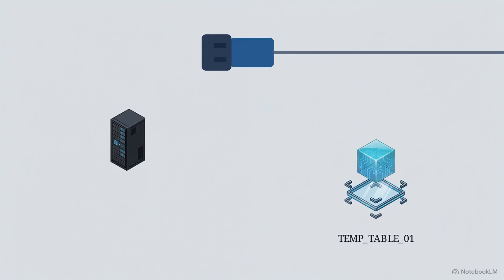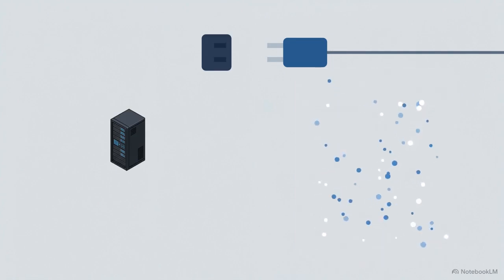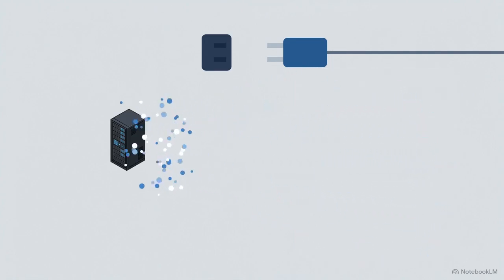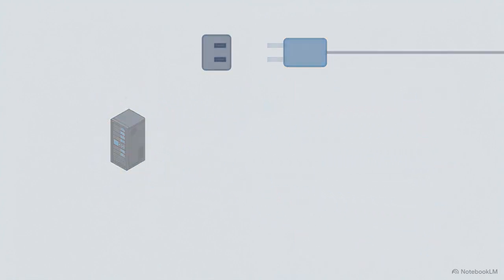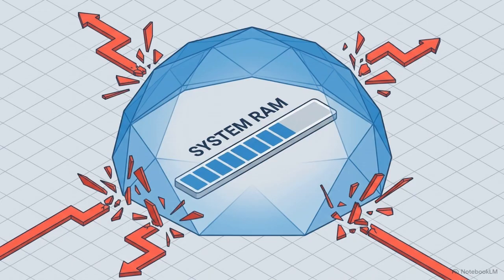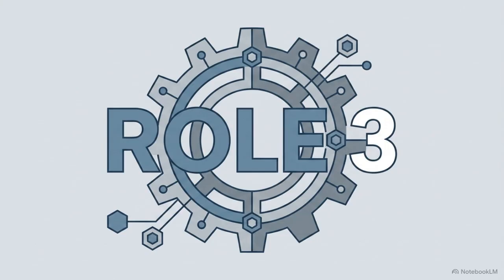What makes these tables highly efficient is that they are entirely self-cleaning. The moment you close your database connection, the temporary table automatically vanishes and releases that memory back to the system. A server protector treats system memory as a finite resource that requires active defense. The final role is the automation architect.